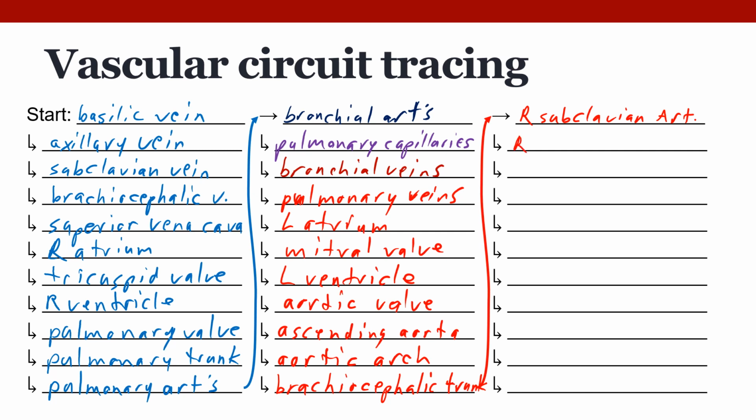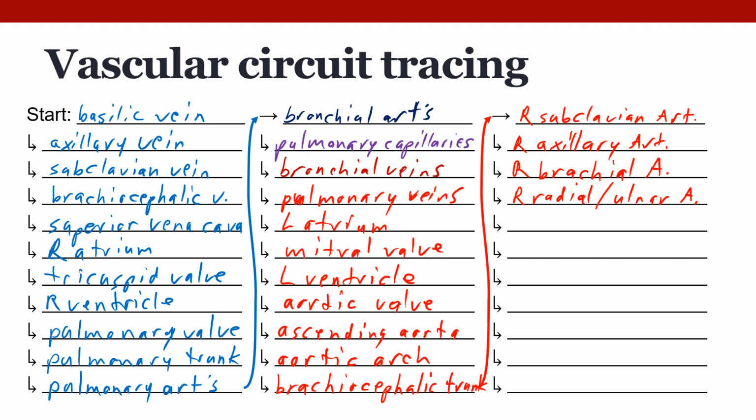which branches into the right axillary artery, which branches into the right brachial artery. Then I don't know if we're going to the inside or the outside of the arm, so we're either going to go to the radial or the ulnar artery. And then that brings us down to the various smaller arteries of the hands.